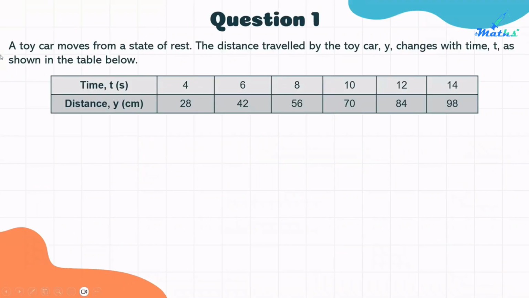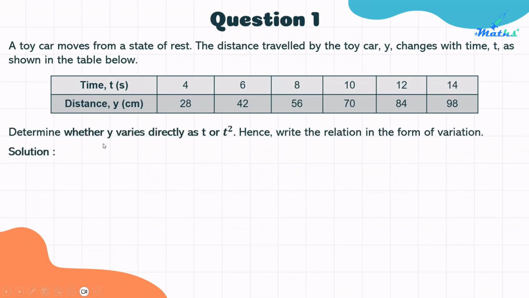Let's see question 1. A toy car moved from a state of rest. The distance traveled by the toy car, y, changed with time t as shown in the table below. So the table provides our time t and our distance y. Determine whether y varies directly as t or t squared. Write the relation in the form of variation.